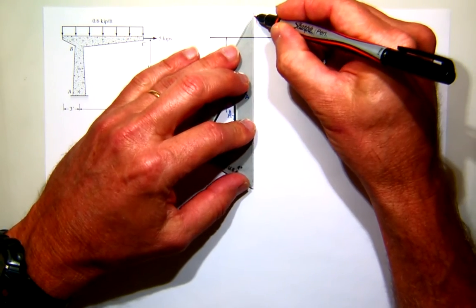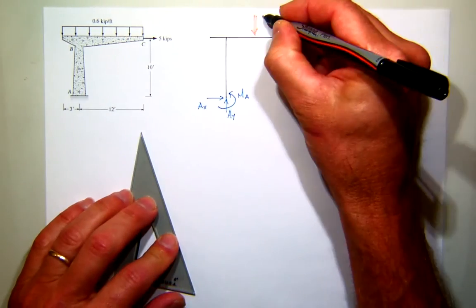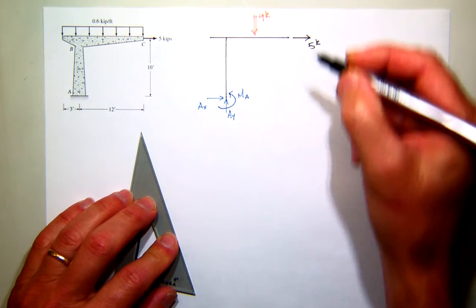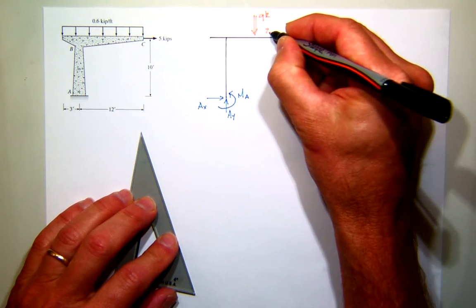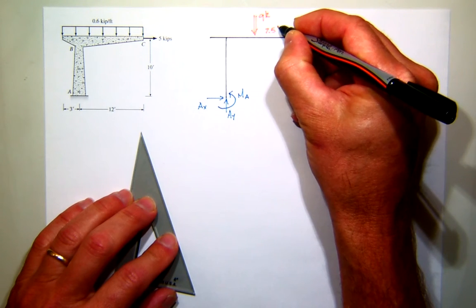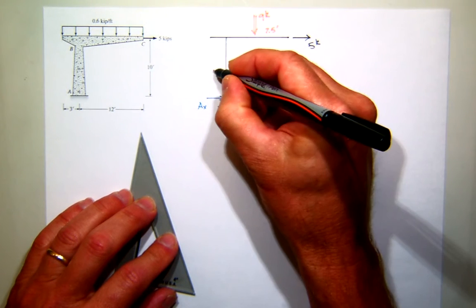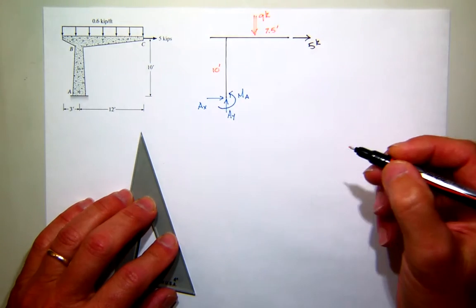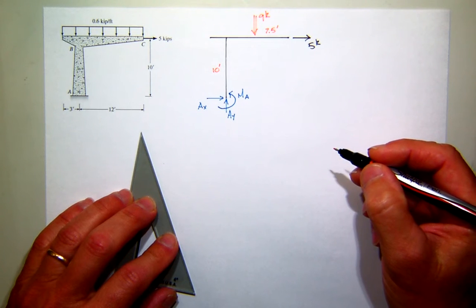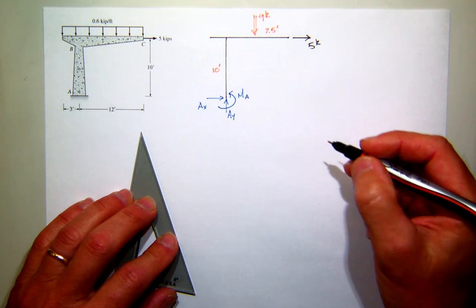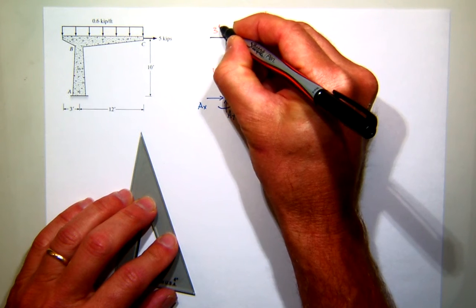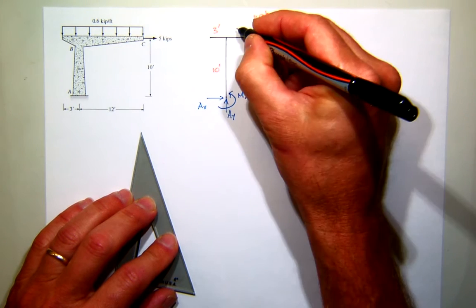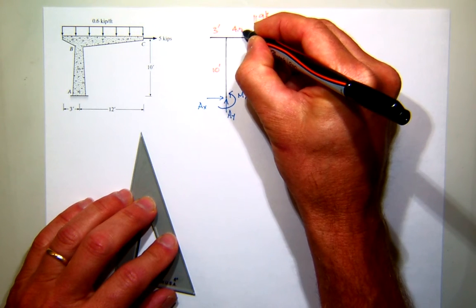So there's my concentrated equivalent 9 kip force, and halfway will be 7.5 feet. I'm going to go ahead and put my dimensions here. So what would this, let me see, this is 3 feet. So that would be 4.5 feet. Do I have all the pieces right?